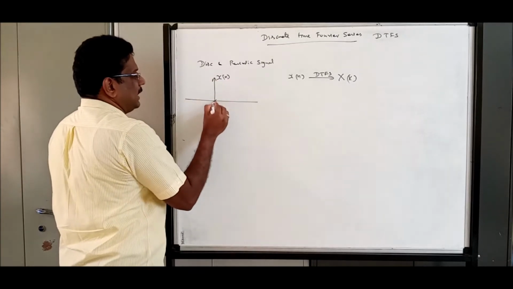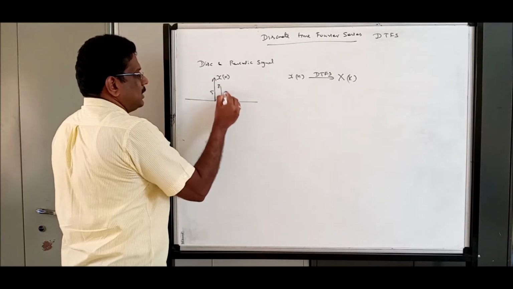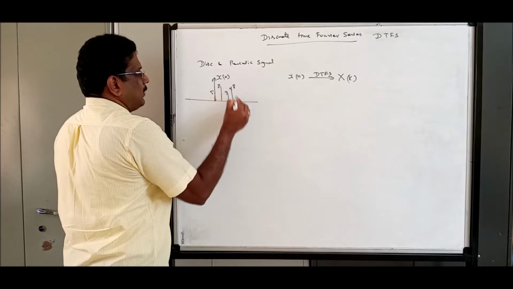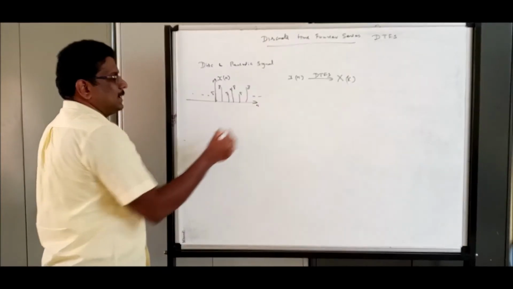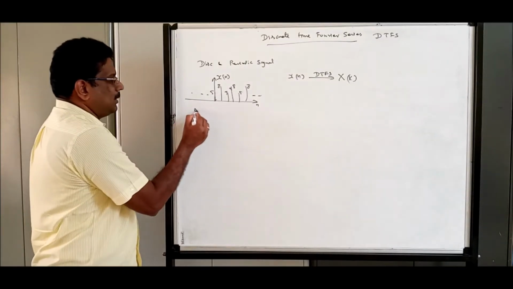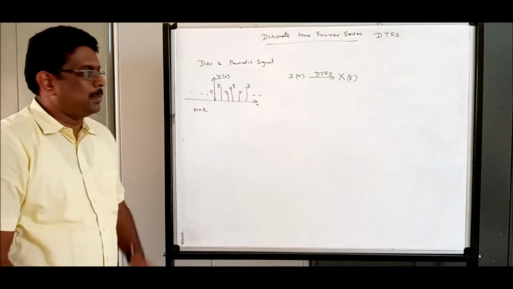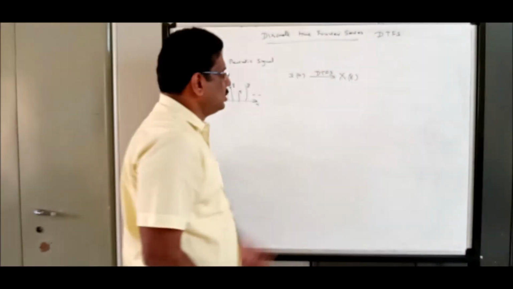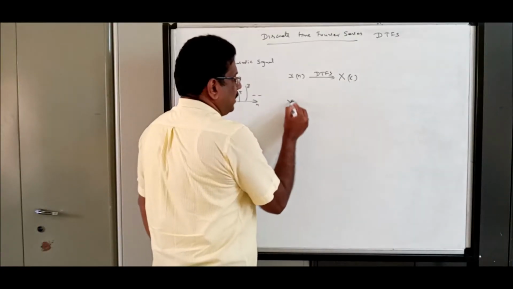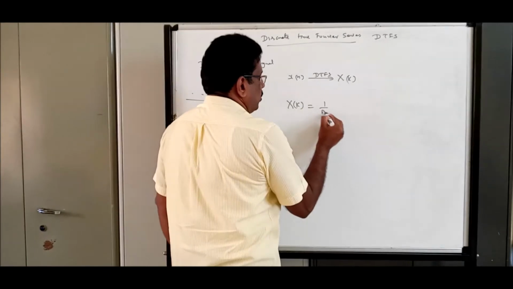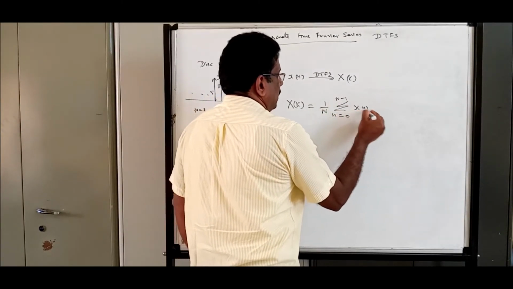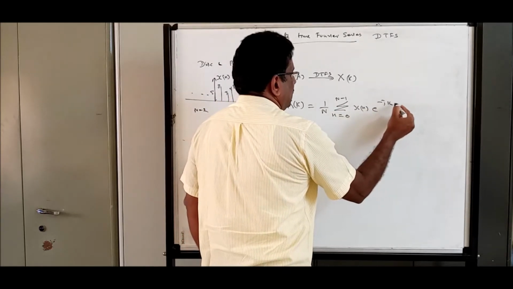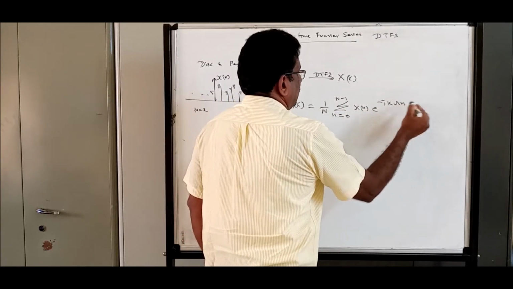Now let us show one small discrete signal: 5 8 5 8 5 8. Like this, it is a discrete signal and it is repeating, where the time period N is equal to 2. Please remember that. Now, how to do this conversion? Let us recall the formula. X of k is equal to 1 by N summation n equal to 0 to N minus 1 x of n e power minus j k omega n.